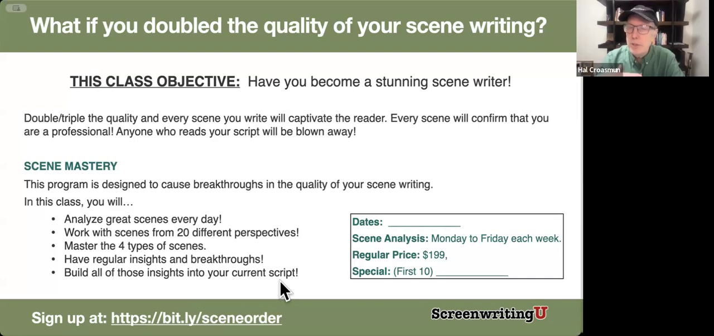And basically what you're going to be doing is analyzing a scene. We'll give you a great scene. You'll analyze it. You'll look for multiple layers of depth. Then you will see how other people analyze it to see if there was anything you missed or anything they saw that you go, oh my God, that's brilliant. Whatever breakthroughs you have, you'll immediately go to a scene in your current script and apply them right then.